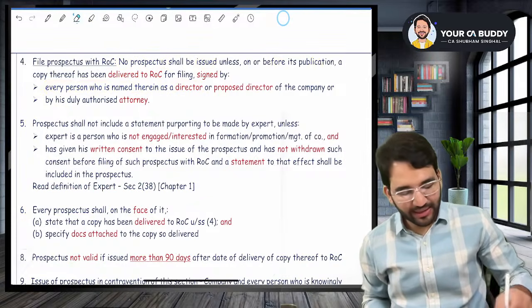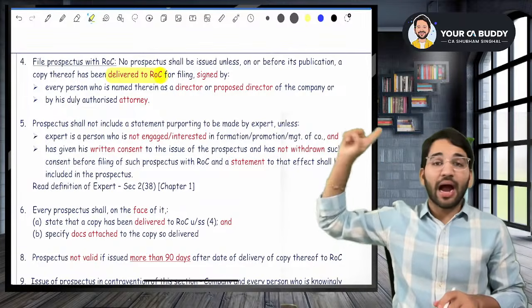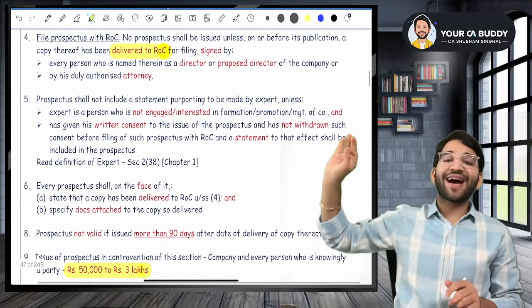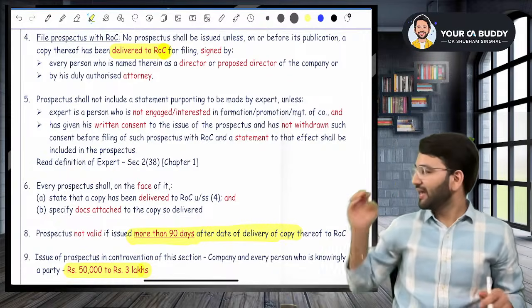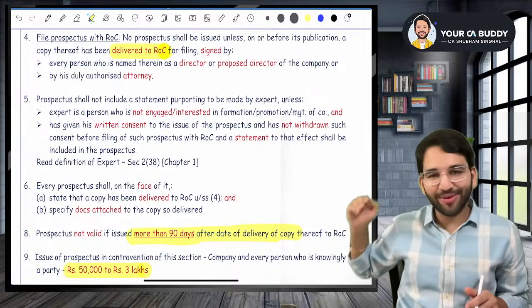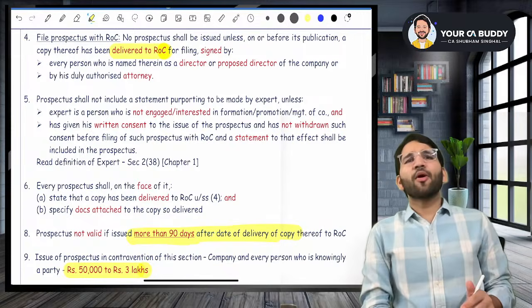Once your prospectus is ready, you will have to file that prospectus with the ROC. It has to be filed with the ROC. And once you file it with the ROC, the validity will start. That validity will be for 90 days from the date of delivery. The date you deliver it to the ROC is when validity will start, and it will be valid for 90 days. Sir, now what about expert?